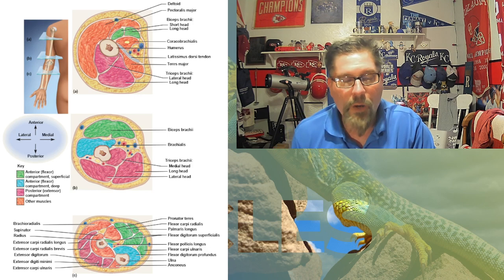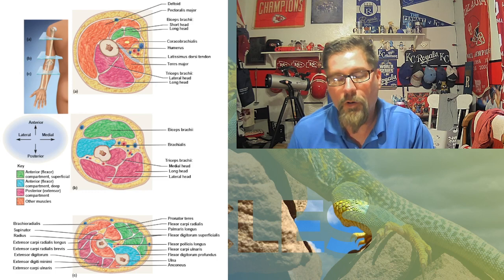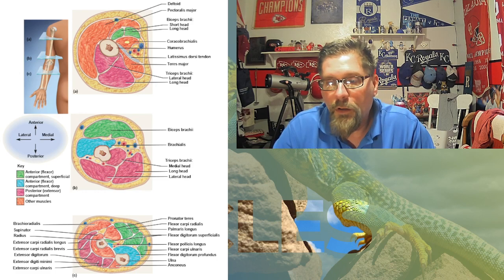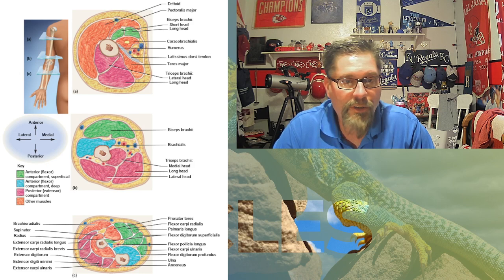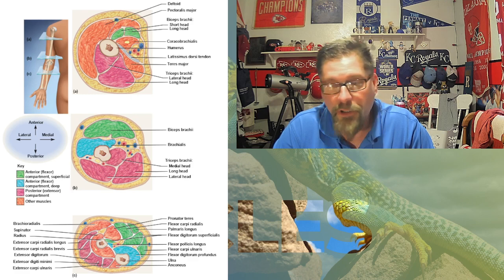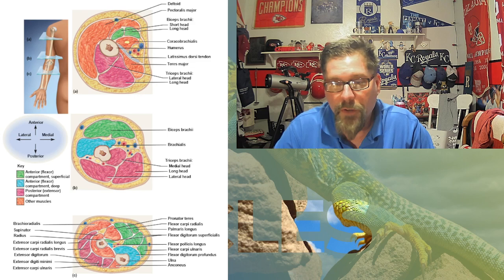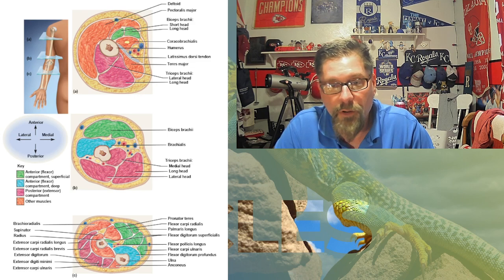So when we talk about which compartments are helping to create a particular action, like if we would say this action is created by the anterior compartment of the bicep, then you can see which muscles are associated with that, or the posterior, or the medial, or lateral. That's how that would be referenced.